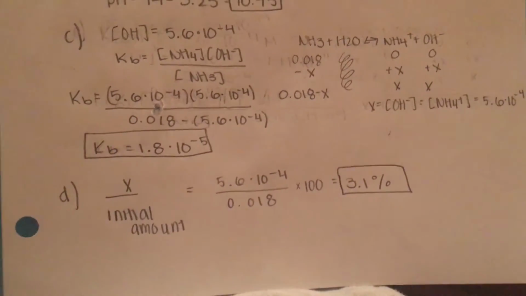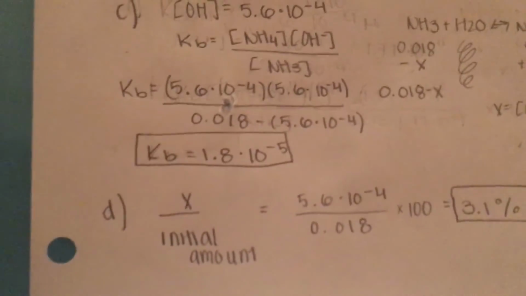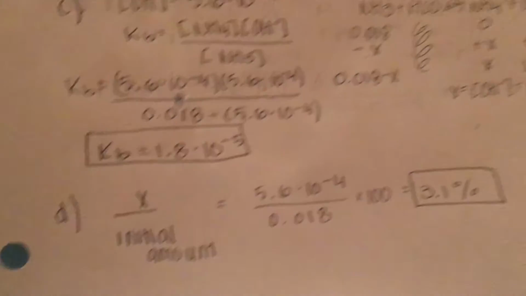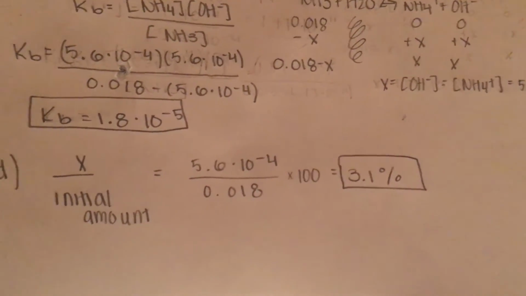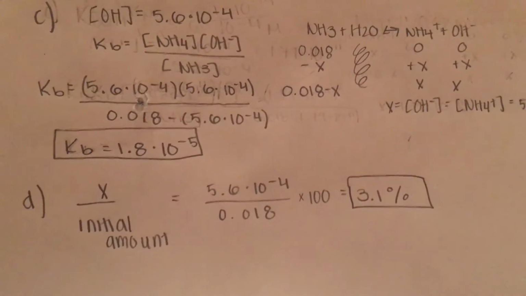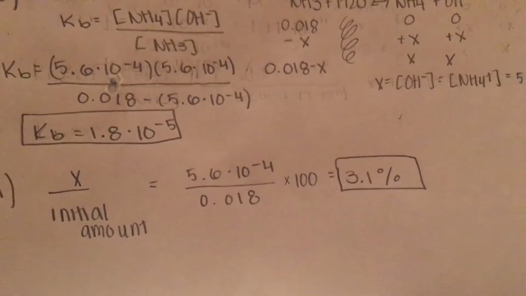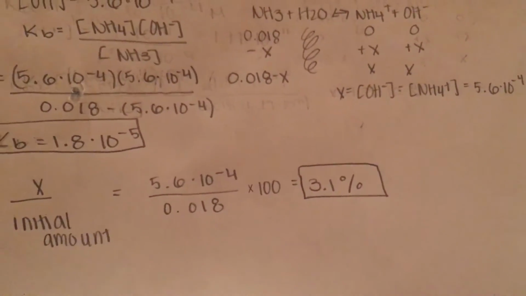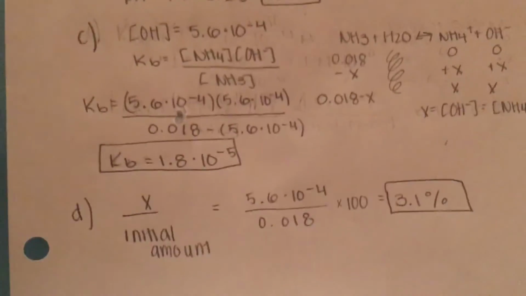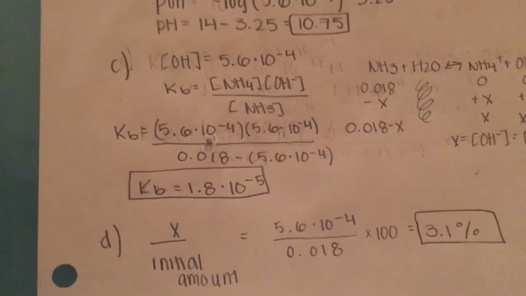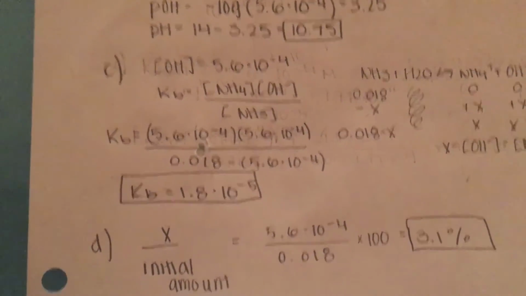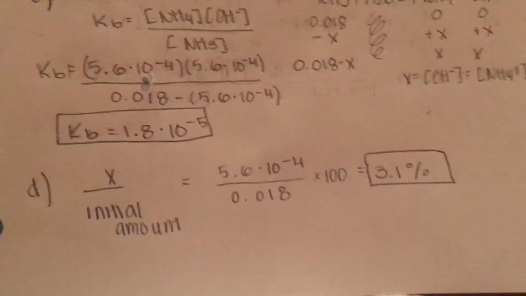To calculate percent ionization, you take your X value and divide by the initial molarity. So 5.6 times 10 to the negative fourth is our X value, and 0.018 is our initial molarity of NH3. You multiply that by 100 and you get 3.1%. So the percent ionization of NH3 in 0.018 molar NH3 solution is 3.1%.